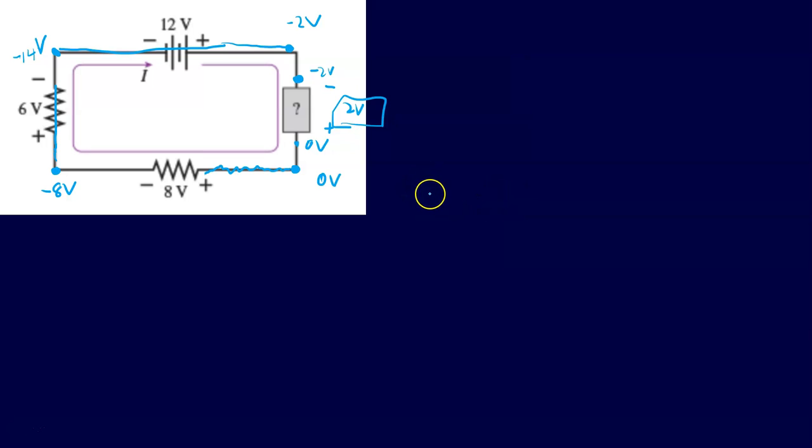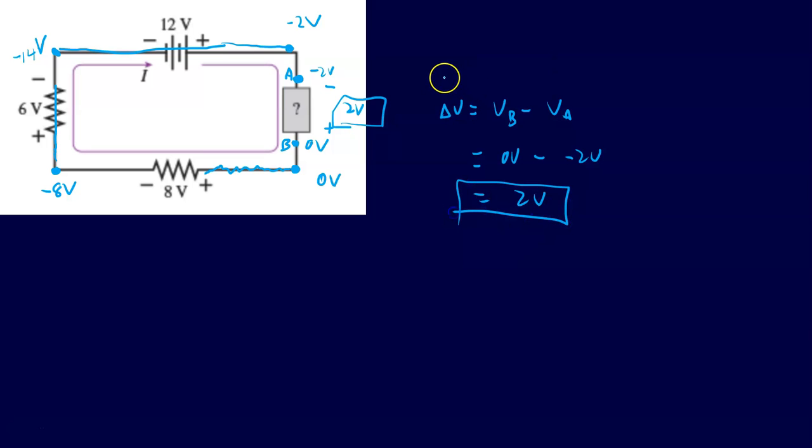Now in a question like this, what you like to have is a definition of the points. For instance, if I was to call this point A and this point B, then my voltage drop I would define as VB minus VA. And so VB is 0 volts minus negative 2 volts, and I come out with 2 volts. So you really need to have a way to define it here.